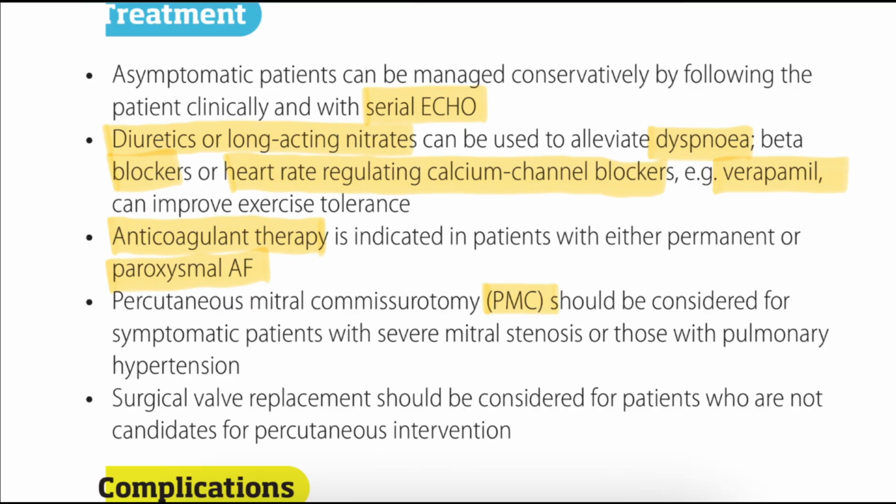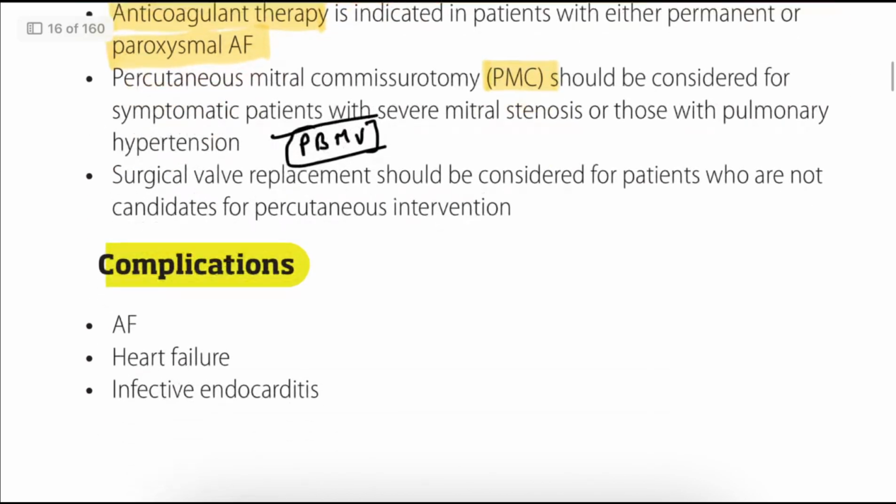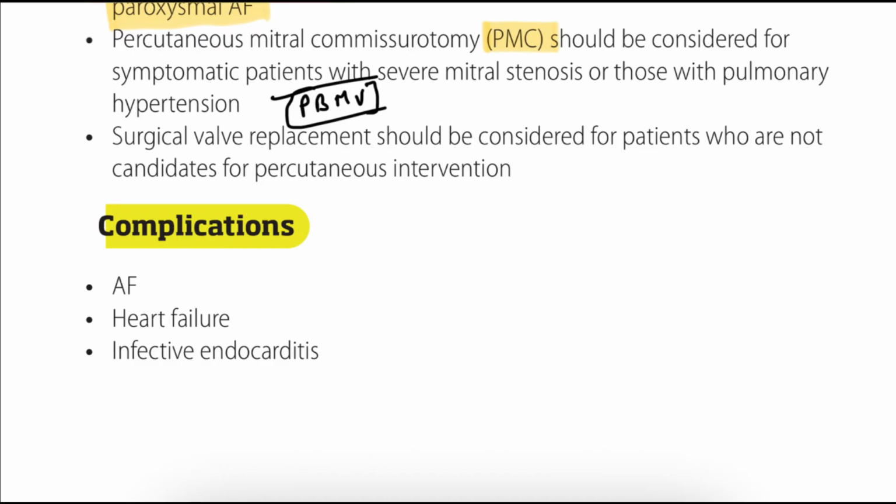So we can go with surgical valve replacement, or percutaneous balloon mitral valvotomy. You can do these procedures for mitral stenosis. Okay, so what are the complications we can see in mitral stenosis? That is atrial fibrillation, heart failure and infective endocarditis.